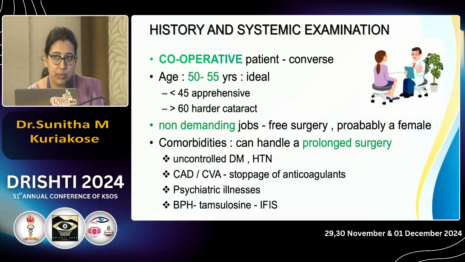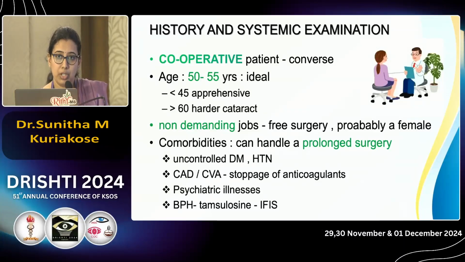The age group that we prefer is between 50 to 55 years. Ideal case. If they are less than 45, they are younger, they are more concerned about the complications, they are more apprehensive. If they are more than 60, they have harder cataracts, so it will be a little bit difficult for a beginner. And select people who have non-demanding jobs. That is, camp patients who are ready to do a free surgery, probably a female who doesn't have to go out and make a living. And always ask about the comorbidities.